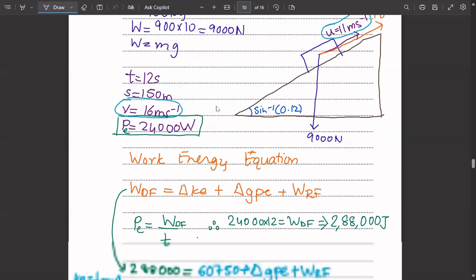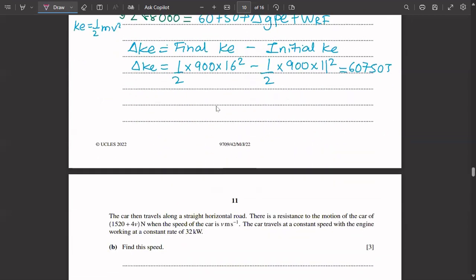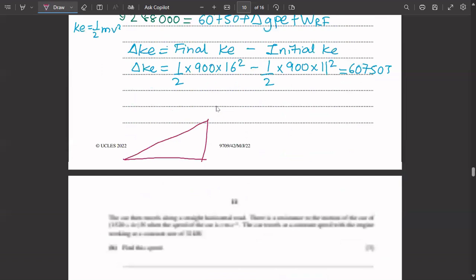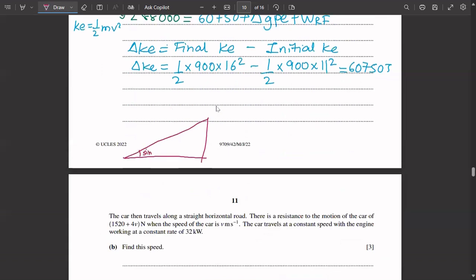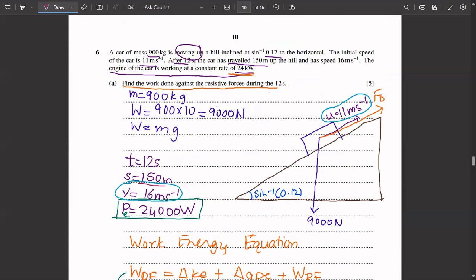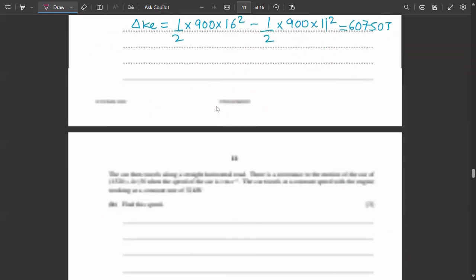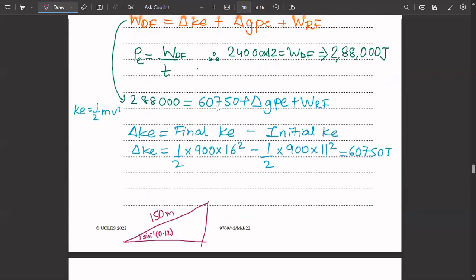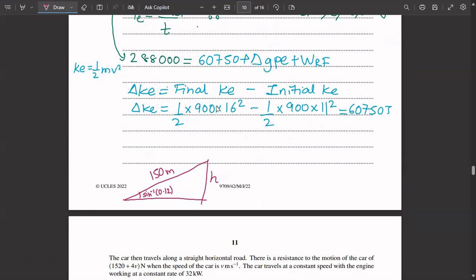So as we know that up this hill, the angle is sine inverse of 0.12. And the distance traveled is 150 meter. And 150 meter up the hill, that means from here to here, this distance will be 150 meter. So this is 150 meter. And this will be the height. So we can use trigonometry.